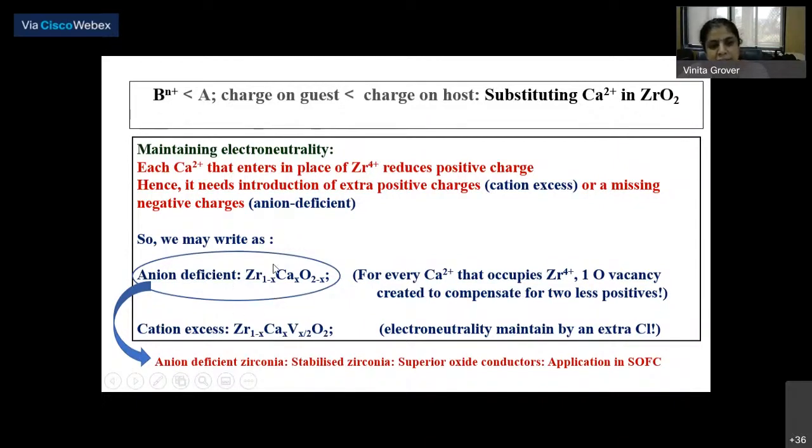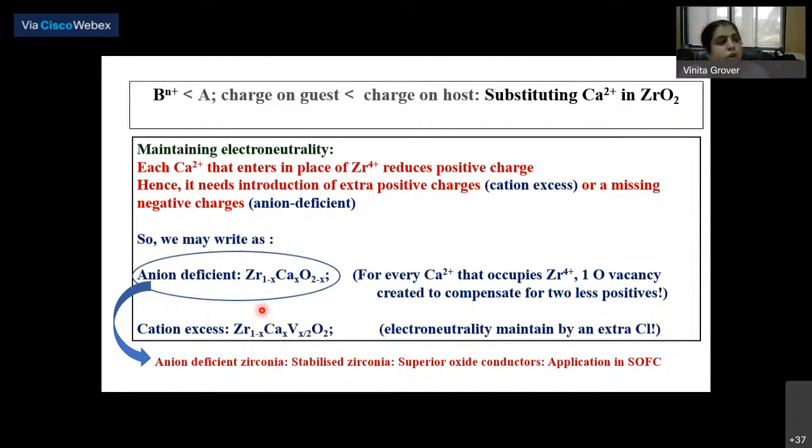And what did we do? We compensated it, okay, let me put the laser pointer on, we compensated it by creating the oxide ion vacancies. There is one more way which we have shown here, that you can get the cation excess also. I think this formula is wrong, but I'll give you a better example.